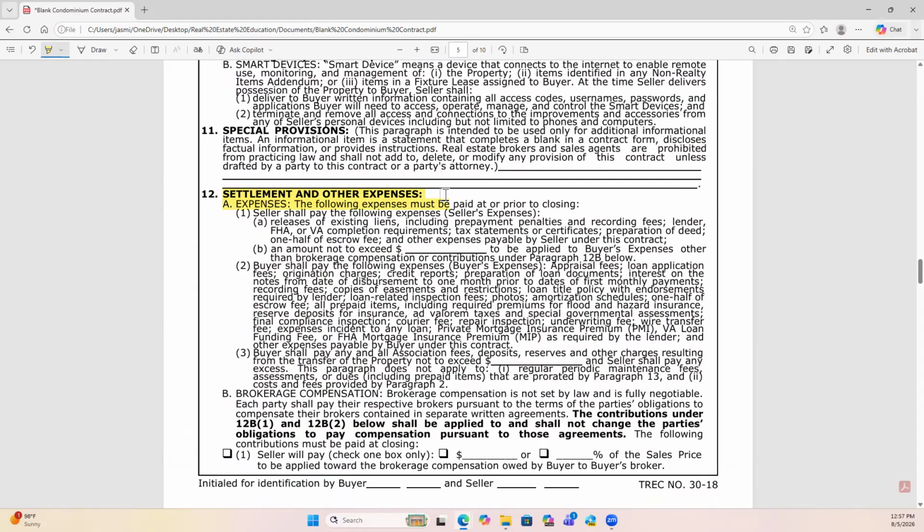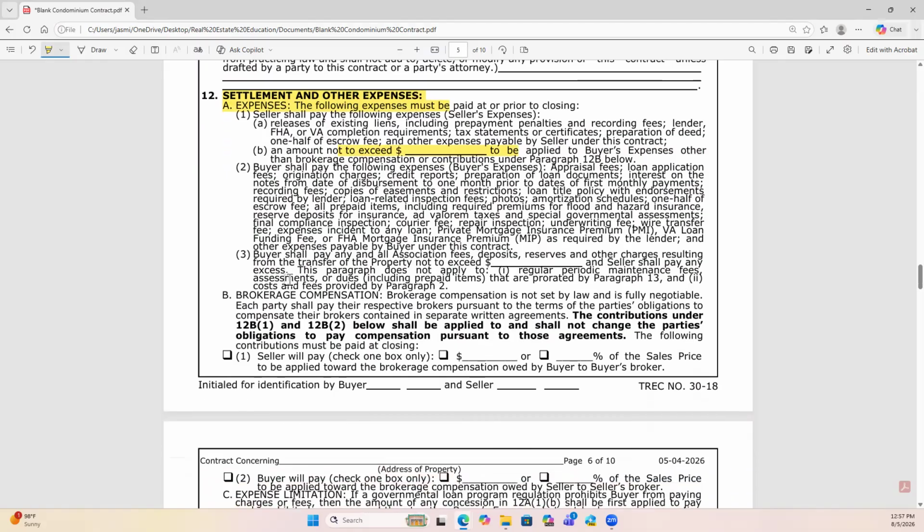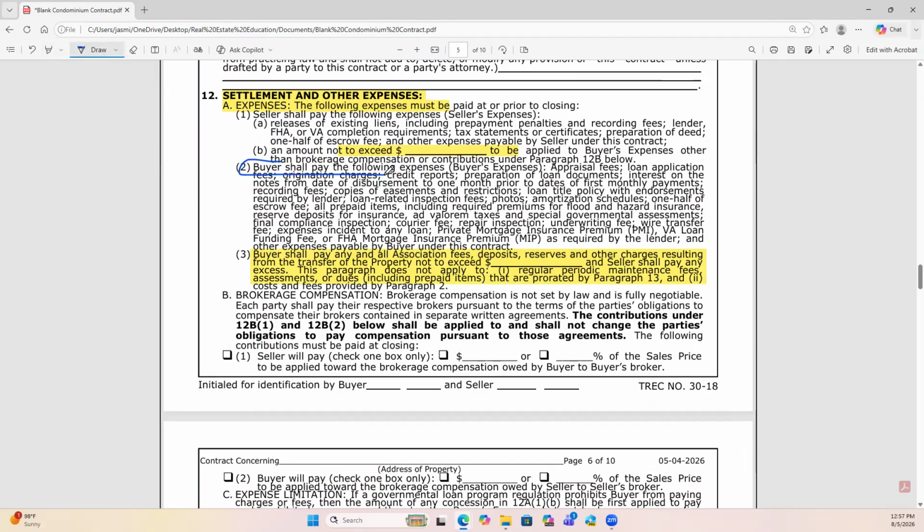12 has changed for all of the contracts, all of them. Okay. 12A is still discussing your seller's concessions, which goes here in this box. And then down here, we are talking about buyers shall pay any and all association fees, deposits, and reserves. That's going to be here, okay? Because we're talking about our buyer expenses, starting with number 2. So these are the buyer expenses. These are going to be the seller's expenses up here. And the only expense that we're discussing in 12A at this point are the seller's concessions.